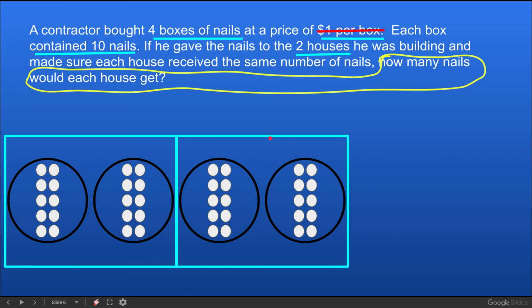And I just want to show once again how easy these are if you create a picture, if you make a picture. Now at this point, I can just count my nails and I can see that this house has 20 and that this house has 20 without doing any math.